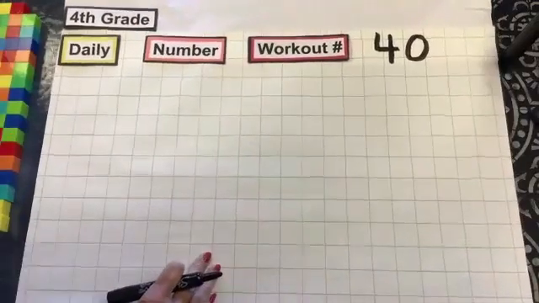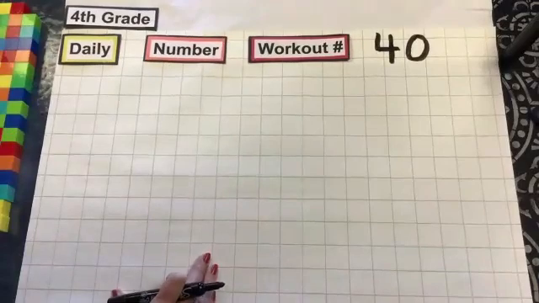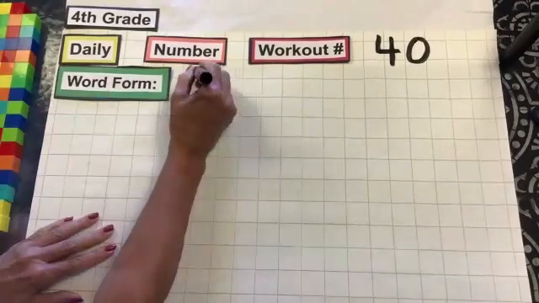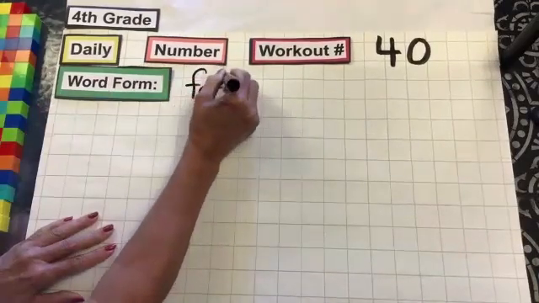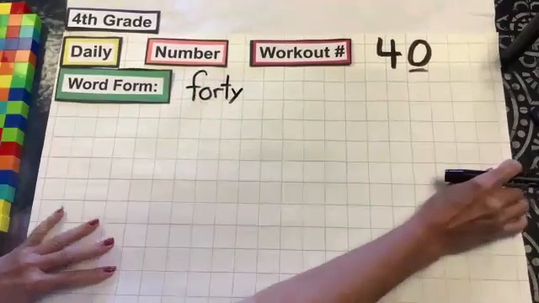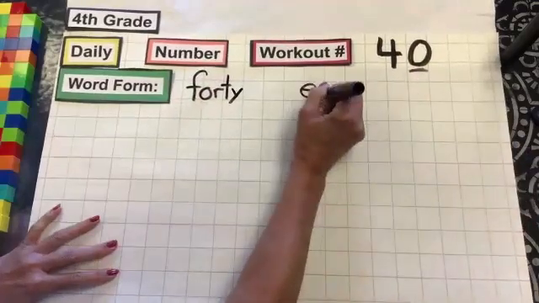Today for fourth grade, we're working on the number 40. So let's get started with our word form, 40. And because there is a 0 in the ones place value, this is an even number.